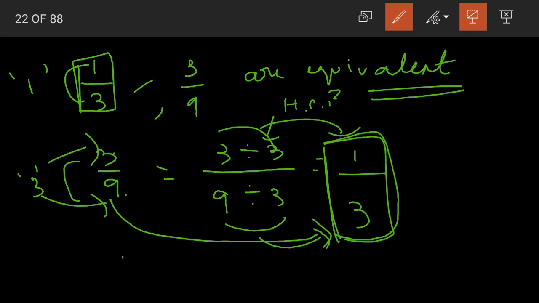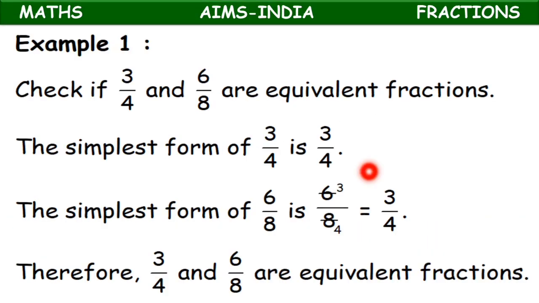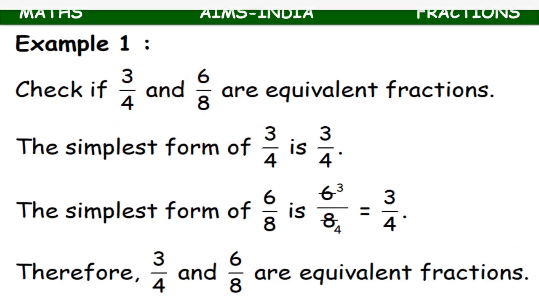Yes, children, understood how to find out whether the given fractions are equivalent or not? We need to find out the simplest form. We need to reduce the given fractions to the simplest form. If they both are the same, that means the simplest form of both the given fractions is the same, then we can say that they are equivalent to each other. For example, 3 by 4 and 6 by 8.